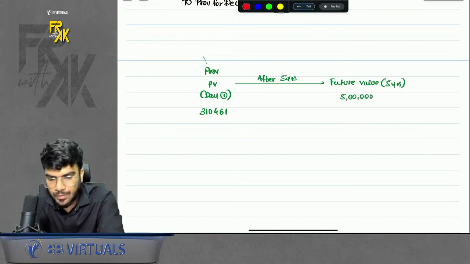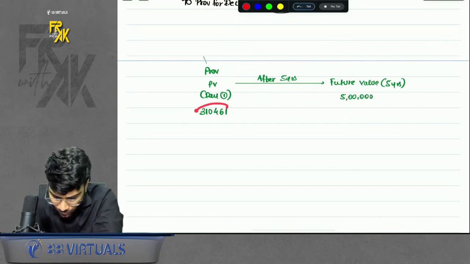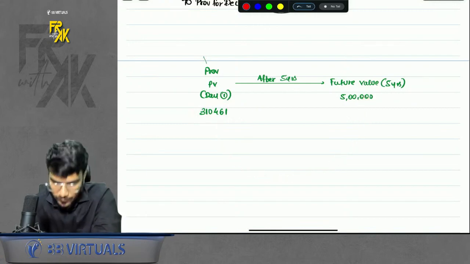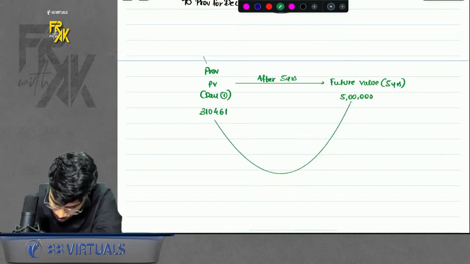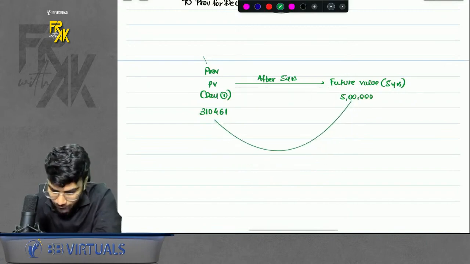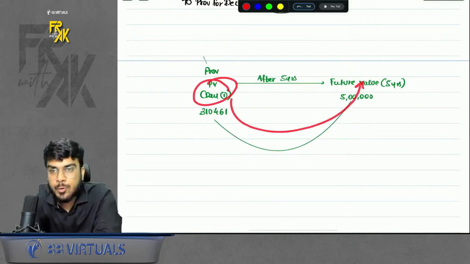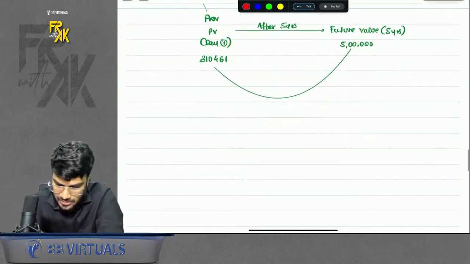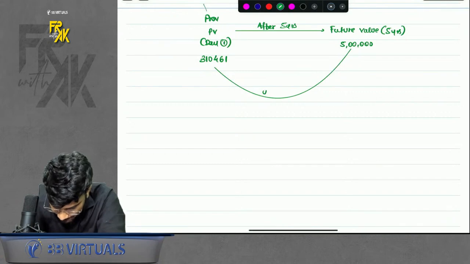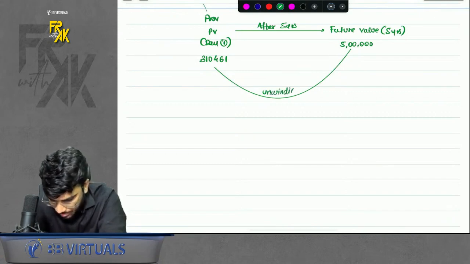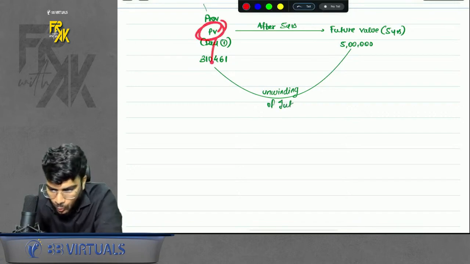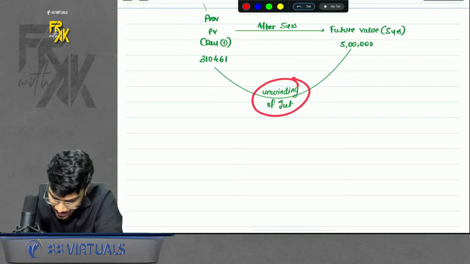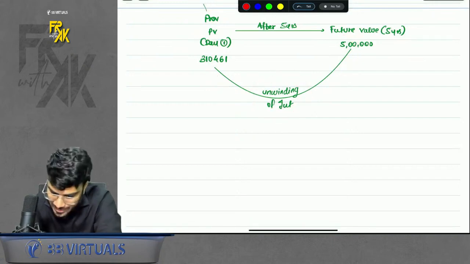So what you will have to do, my friend, you will have to take your day 1 present value and move it towards the future value. From 3,10,000, you have to keep moving towards 5 lakhs. That means the procedure of going from present value to future value across a certain period is known as unwinding. Unwinding of interest. This process of going from present value towards future value during these 5 years is known as unwinding of interest.